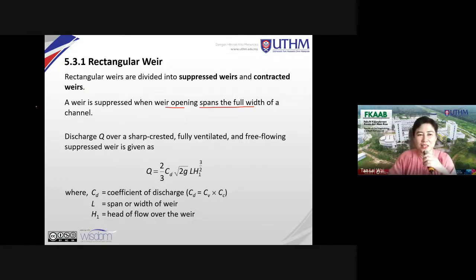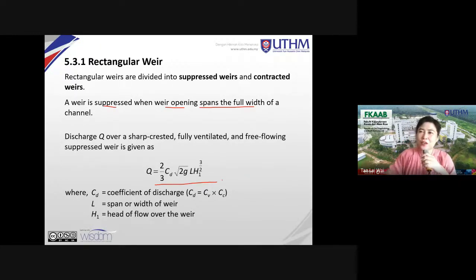That's why it's suppressed. Now, discharge over a sharp-crested, fully ventilated and free-flowing suppressed weir is given by this formula. Now, how do they come up with this formula? Researchers have gone through dimensional analysis as well as experimental work, so they came out with this.